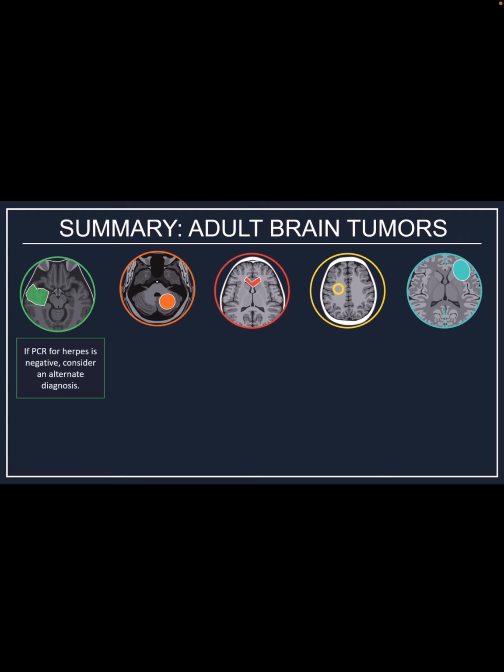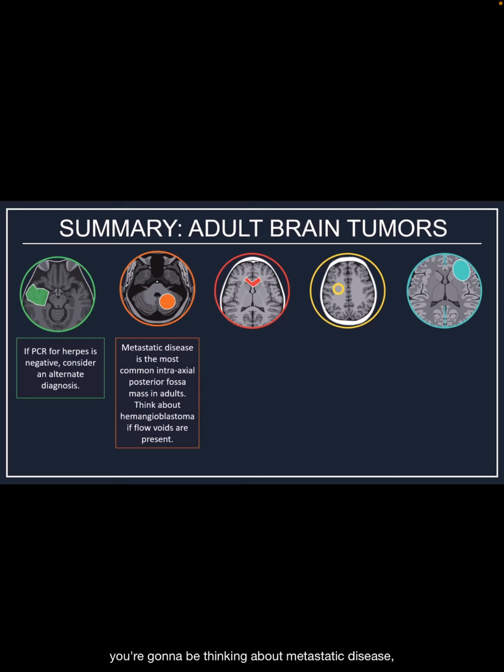Posterior fossa masses, you're going to be thinking about metastatic disease, which is the most common intraaxial posterior fossa mass in an adult, but you want to think about hemangioblastoma, particularly if lobules are present. A couple of Aunt Minnie diagnoses in there as well. If you've got that tiger-striped appearance, you're going to be thinking about Lhermitte-Duclos, as well as potentially lymphoma. Lesions involving the corpus callosum, you're going to be thinking about astrocytoma, oligodendroglioma, lymphoma, and demyelinating disease. That's kind of your trifecta of your differential diagnosis.